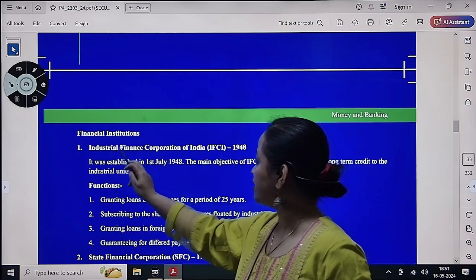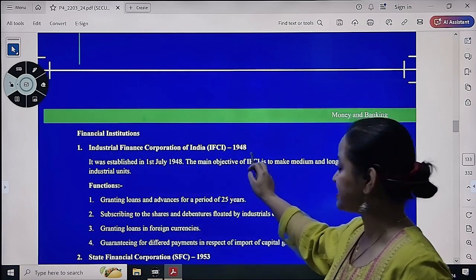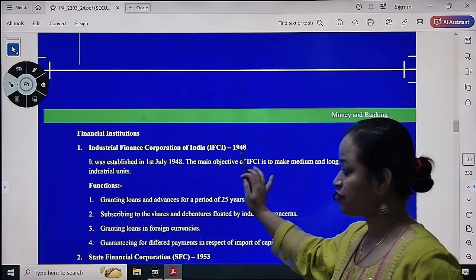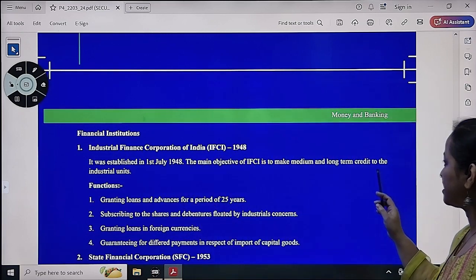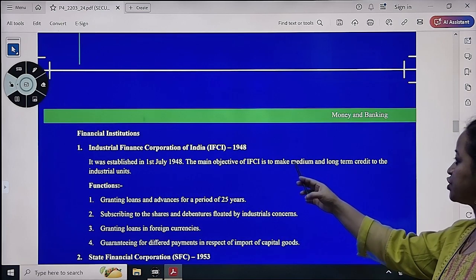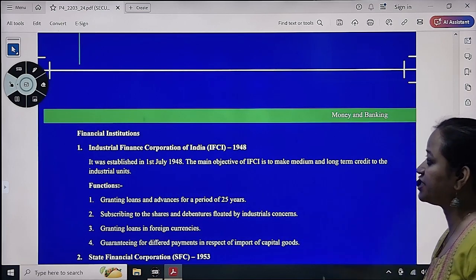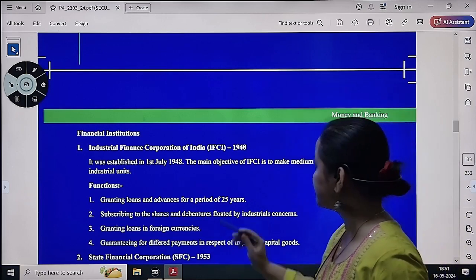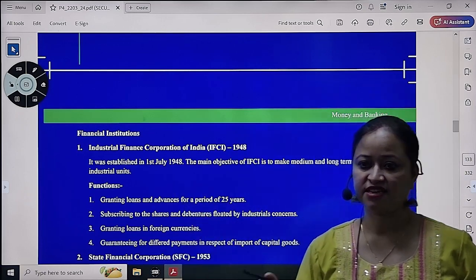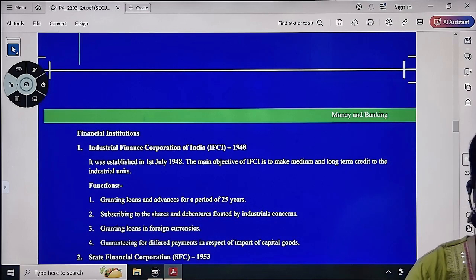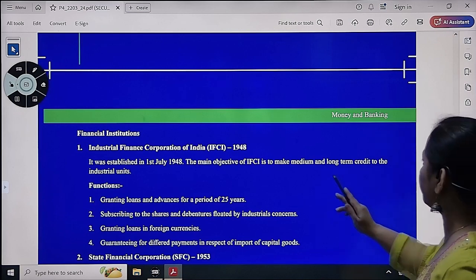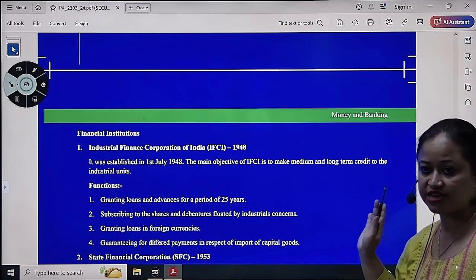IFCI, that is Industrial Finance Corporation of India, was established in 1948. So 1st July 1948, and the main objective is to provide medium and long term credit to the industrial unit. So IFCI is catering to the needs of the industrial unit only.